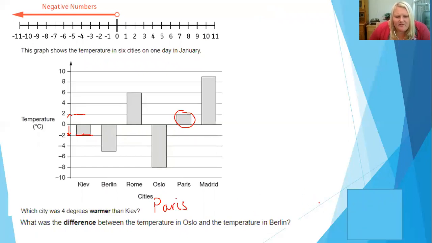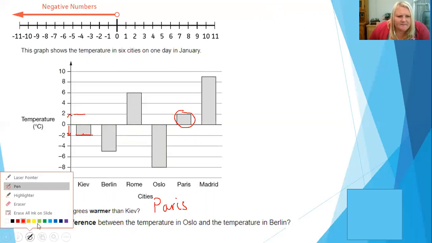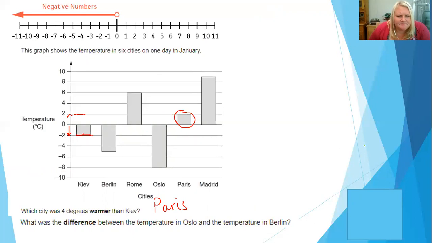Okay. Can you have a go at this last test, Jim? What is the difference between the temperature in Oslo and the temperature in Berlin? Have a look for Oslo and have a look for Berlin. I'm going to go through that answer now, but if you need a bit more time, that's fine. Just pause it. So Oslo is here at -8, and Berlin is this one here.